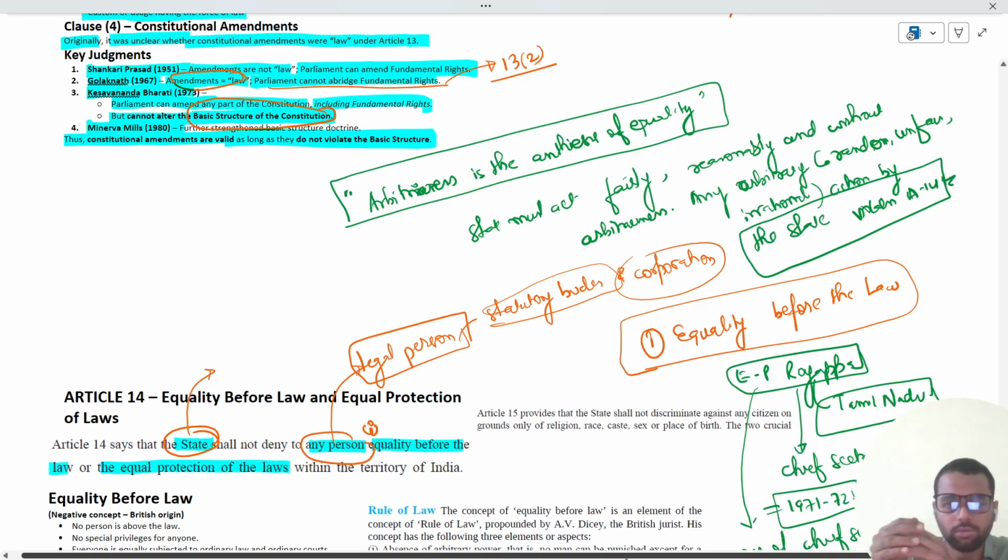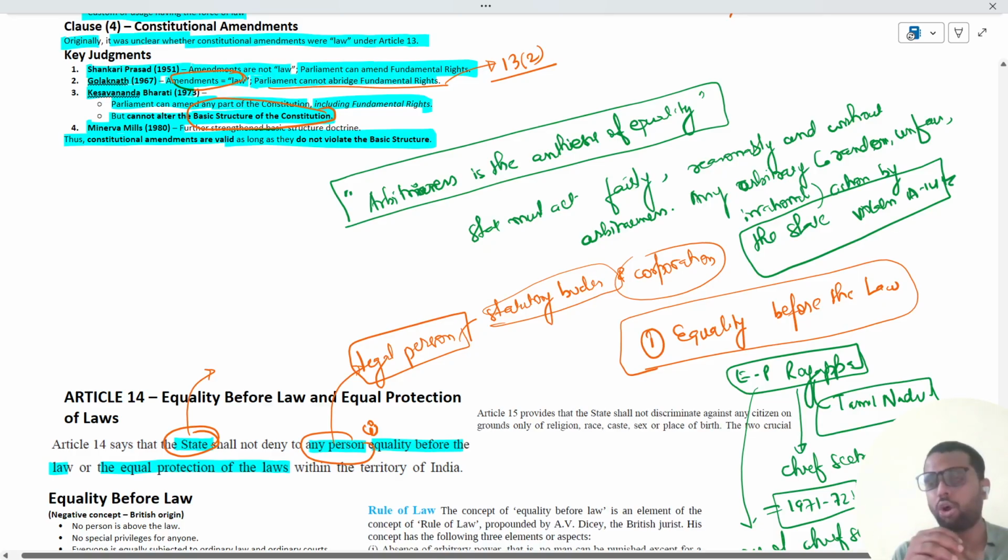So now, equality before the law also includes that the law should be fair, just, and rational. It should not be random. So this is what the Supreme Court made out of the term equality before the law in the E.P. Royappa Judgment, 1974.